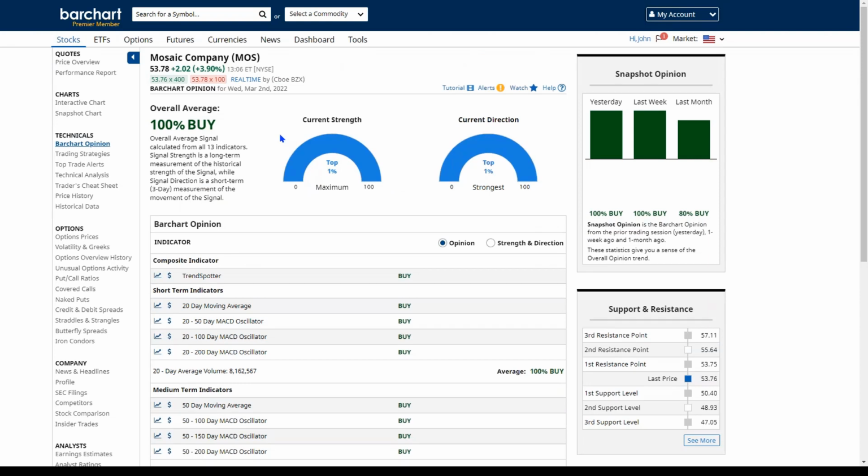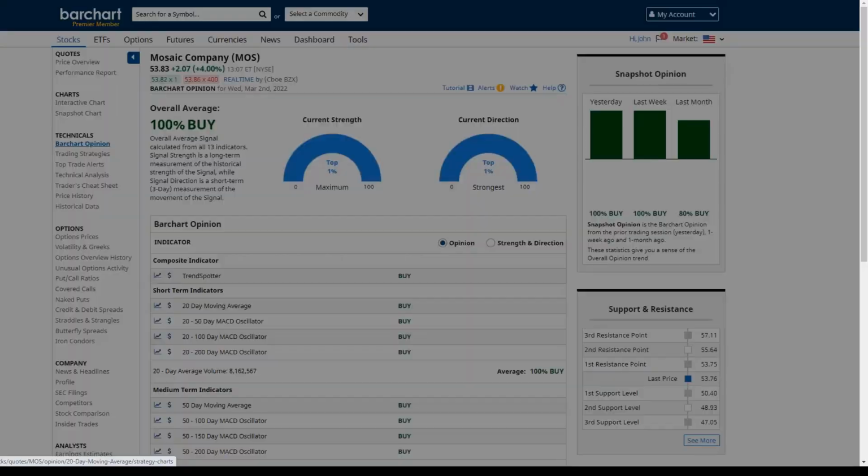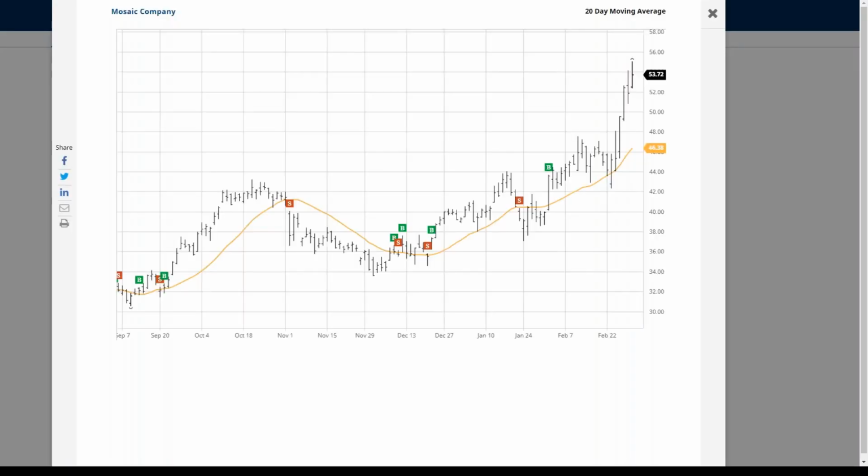Now, when we say opinion here, what we're really saying is that the common interpretation of that individual indicator is giving either a buy or a sell signal. So for instance, if I go to the 20-day moving average and I open up a chart, it is a buy signal. There it is right there. Once we have a close above the 20-day moving average, the common interpretation is that is a buy signal.